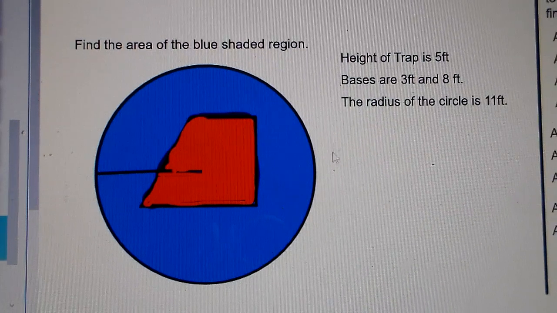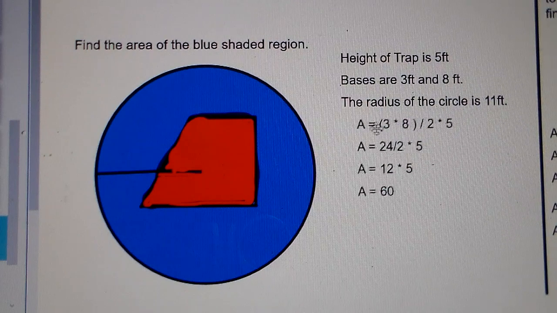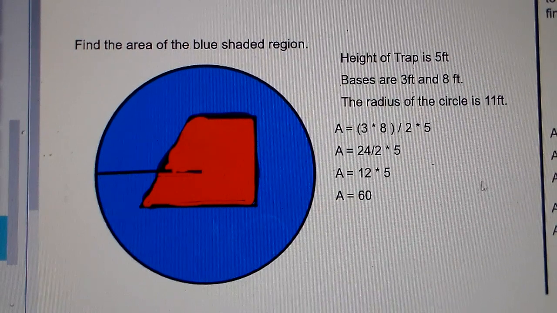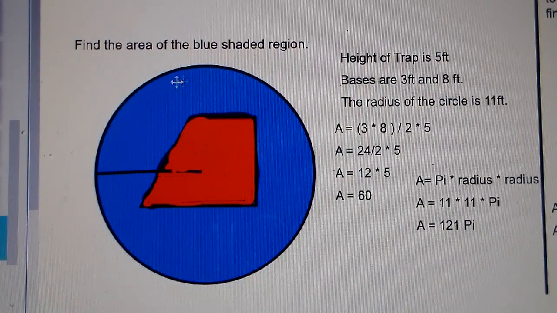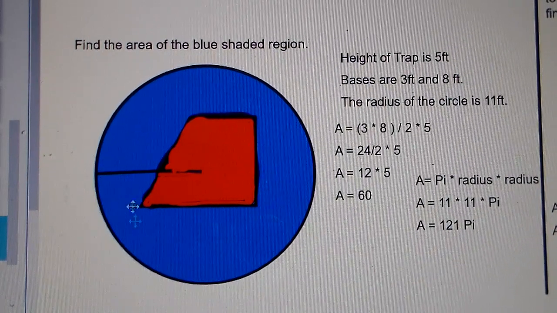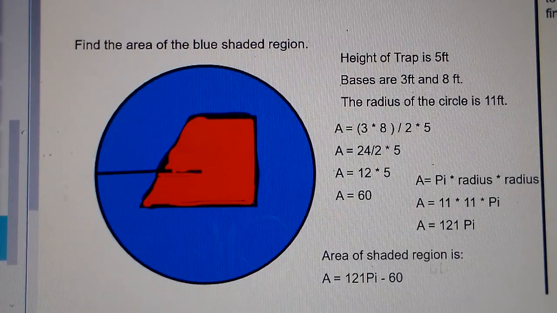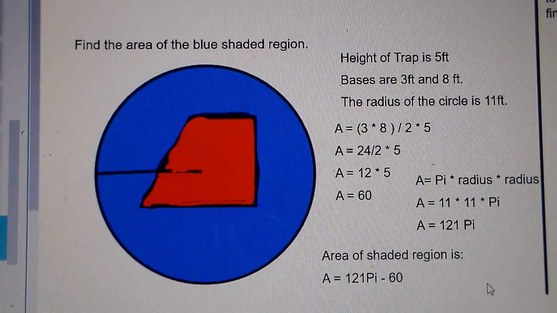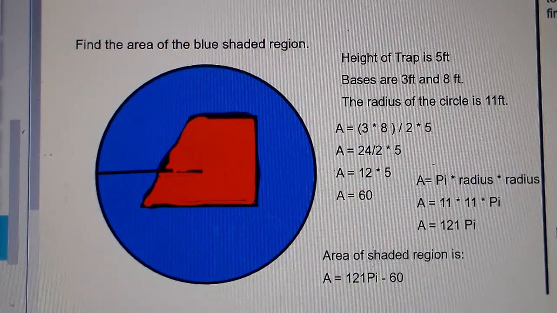Let's do another one. The height of a trapezoid is 5 feet, bases are 3 and 8. The radius of the circle is 11 feet. So, what we did before, we find the area of the trapezoid, which turns out to be 60 square feet. We also find the area of the circle, and we want to take the blue circle and subtract the trapezoid area to get the shaded blue area. So the area is 121 pi minus the 60 of the trapezoid. Type that in a calculator and you get a decimal answer too.